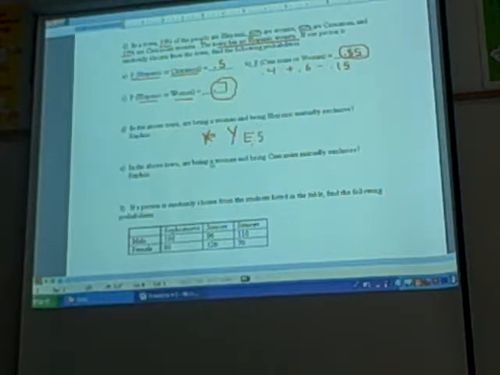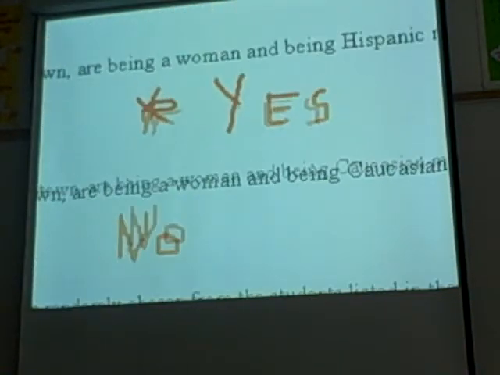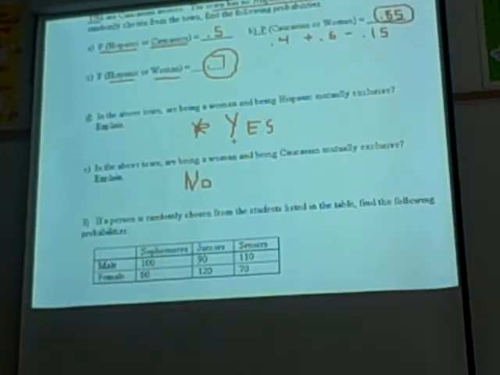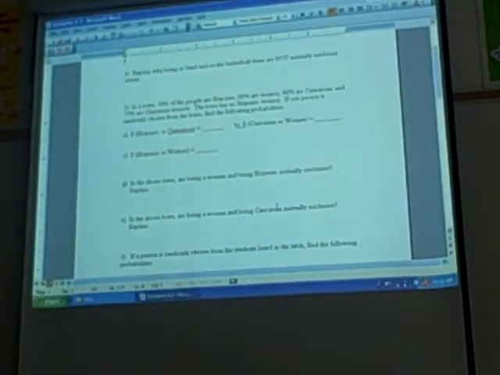Okay. For E, are being a woman and being Caucasian mutually exclusive? That would be no, because there are some people that are both. Any questions about number two? Okay, let's move on to three. This is our last one.